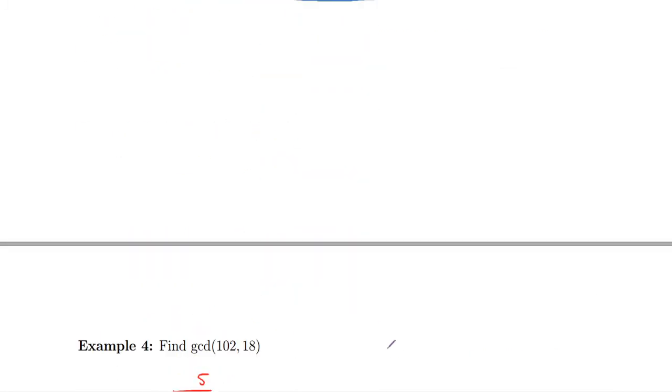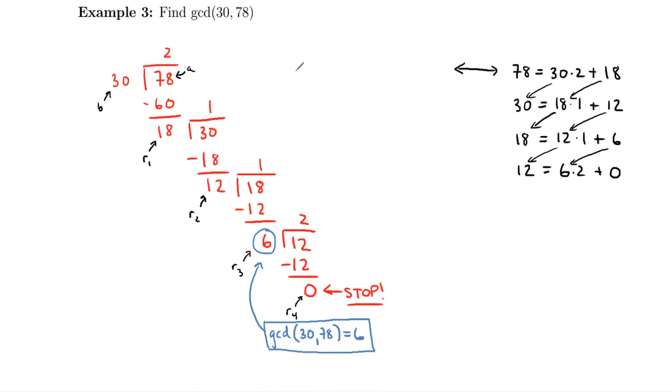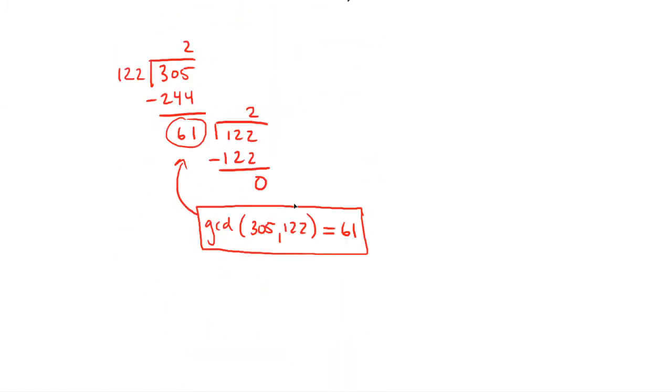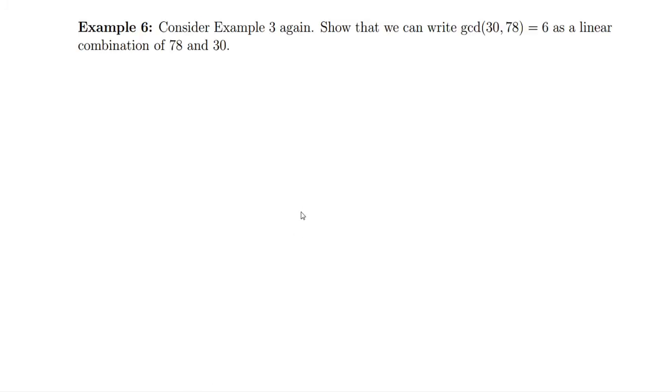So looking here at example 3, could we write this GCD as a linear combination of 30 and 78? I already know that this is 6, right? Can you write 6 as a linear combination of 30 and 78? Okay, and the key to this is actually going to be to use these equations that we have over here. So let's bring those equations down here.